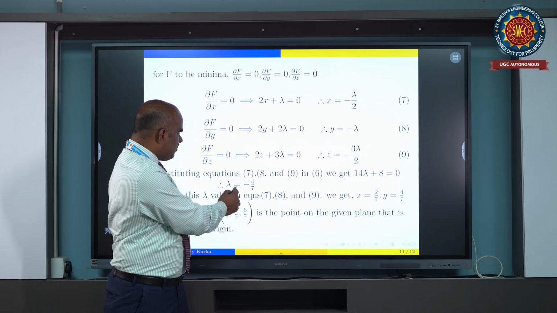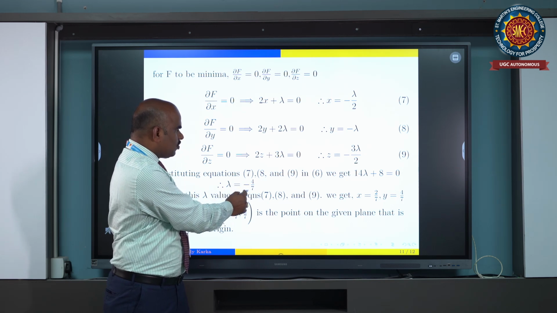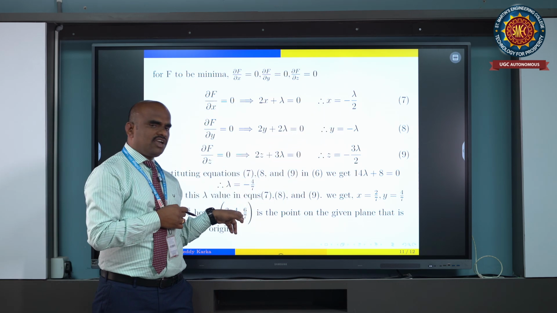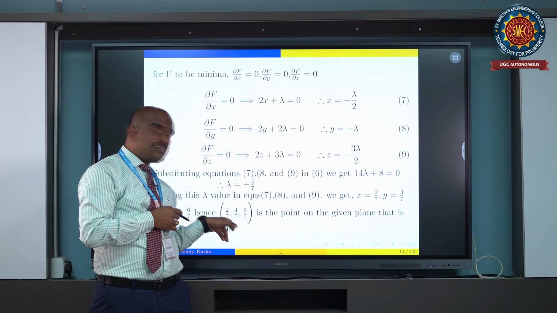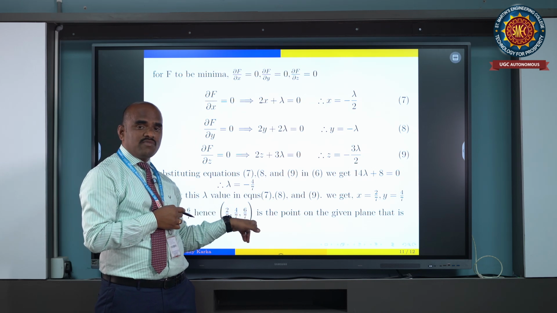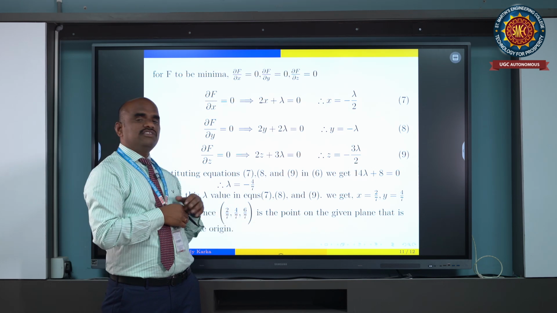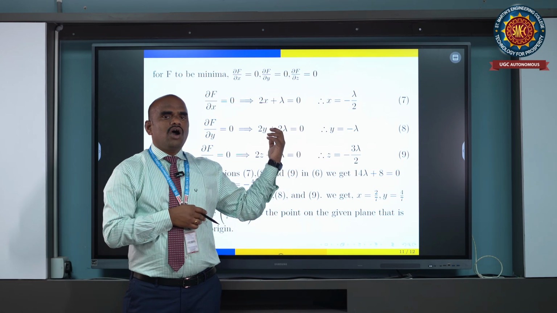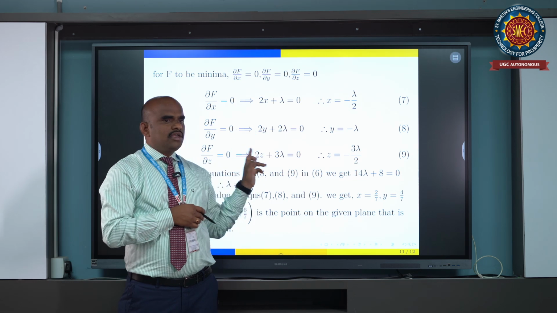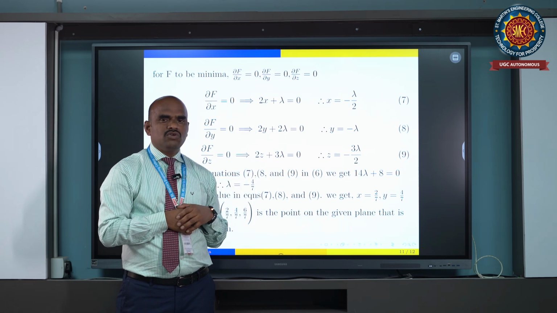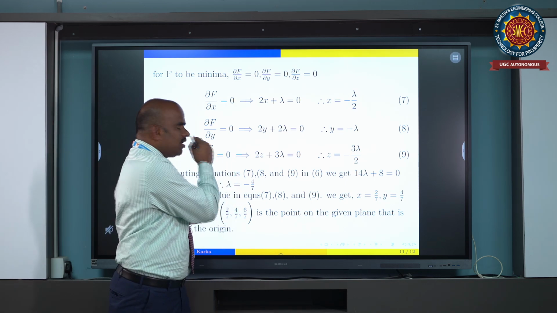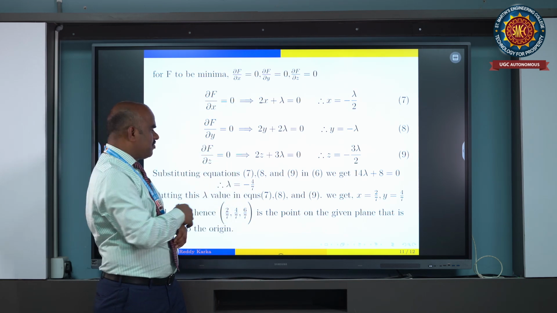By taking lambda equal to minus 4 by 7 in the x, y, z values, we get x comma y comma z. This is the point P of x comma y comma z, with the x value, y value and z coordinate value. This is the point nearest to the origin in the plane x plus 2y plus 3z equal to 4. So this is the way to find the maxima and minima of a function.